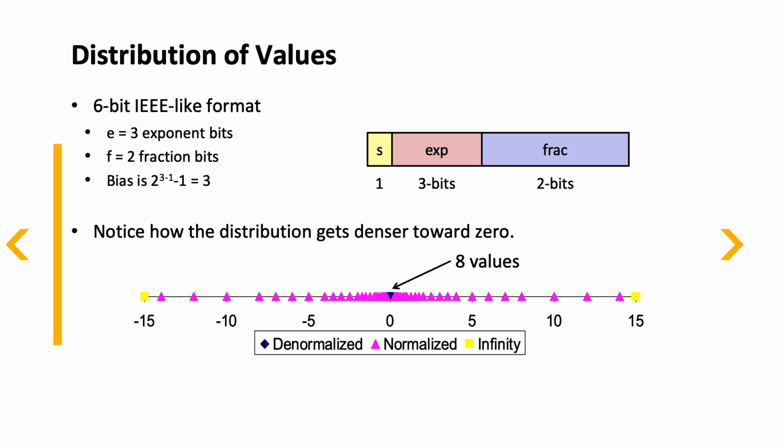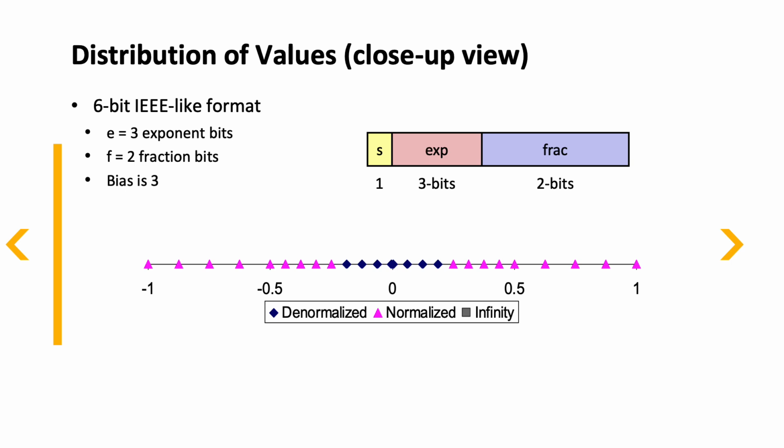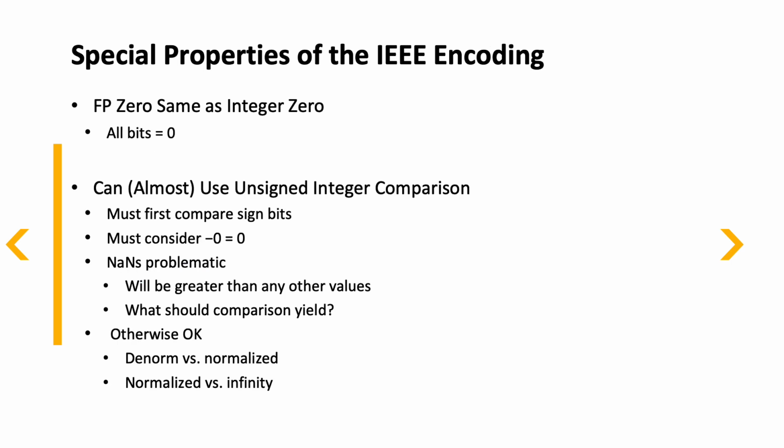If we take a closer look, we can see that in the denormalized range, the values are equidistant from each other. Once we hit the normalized range, they start spreading out as we get to larger and larger values. Again, that works in both the positive and negative directions. Finally, there are some special properties of the IEEE encoding that we have to keep in mind, because we don't want to do things too similarly to how we've done other things so far, like when we were dealing with integers. A floating point 0 is the same as an integer 0. All the bits are 0. That gives us a 0.